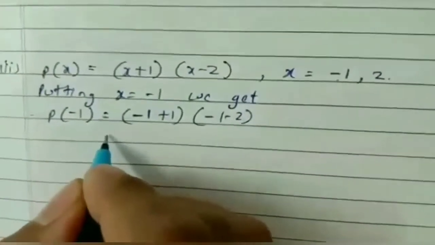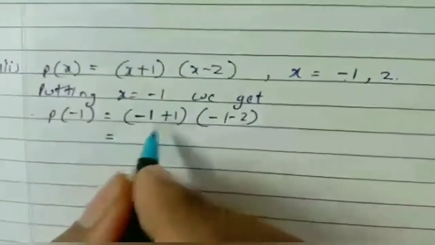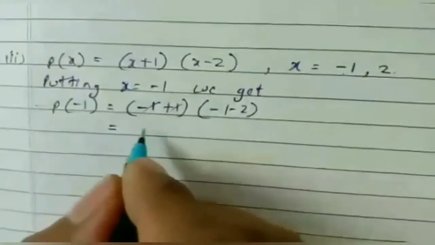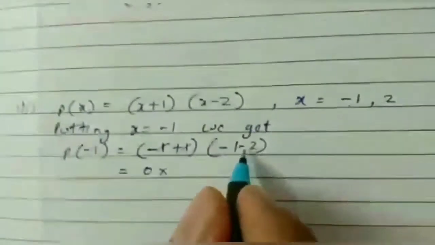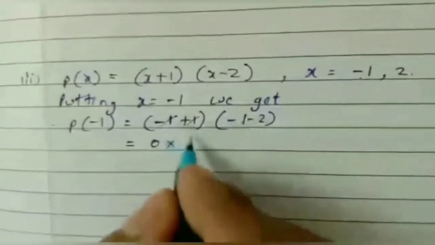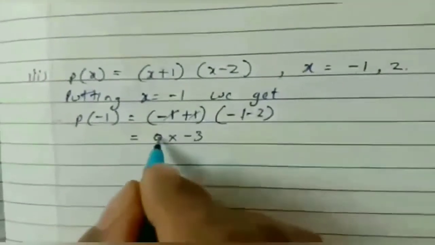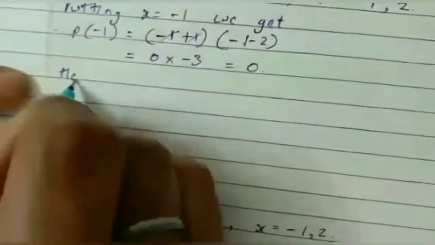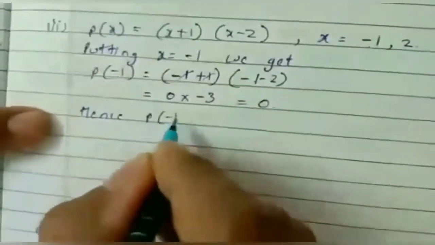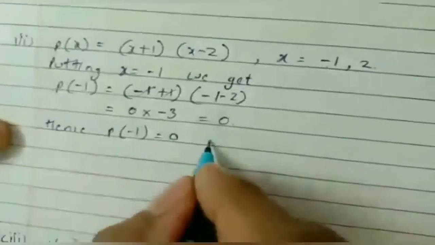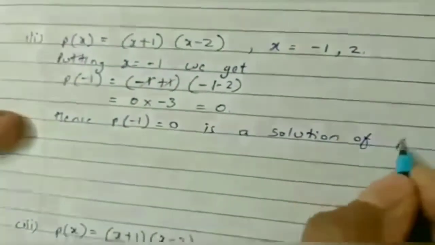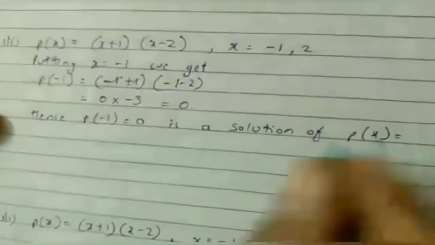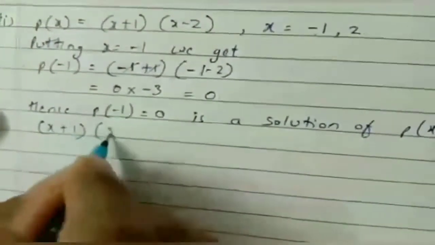Now if we solve this, minus 1 plus 1 is cutting itself, 0. So 0 into minus 1 minus 2. Minus minus is plus, so you have to plus. 2 plus 1 is 3, and sign of the greater number, 3. 0 into any number is 0. Okay. So hence p minus 1 equal to 0 is a solution of px equal to x plus 1 x minus 2.